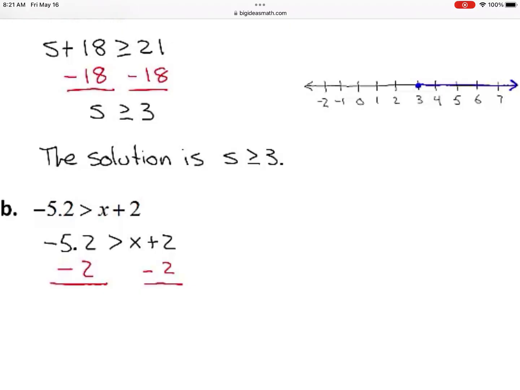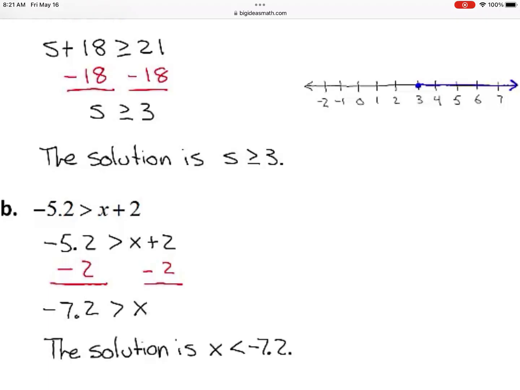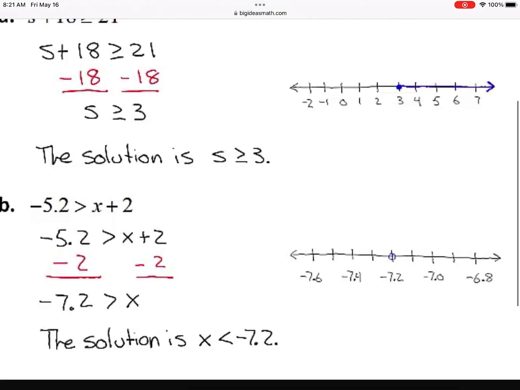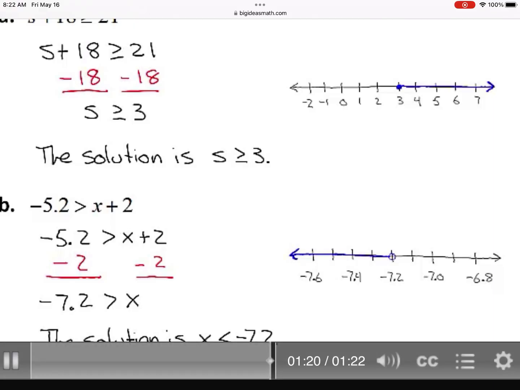Because negative 5 2/10 minus 2 is negative 7 2/10, and 2 minus 2 is 0, negative 7 2/10 is greater than x. So the solution is x less than negative 7 2/10. Next, graph the solution on a number line. Because negative 7 2/10 is not a solution, use an open circle at negative 7 2/10. Because x is less than negative 7 2/10, shade the line to the left of negative 7 2/10.